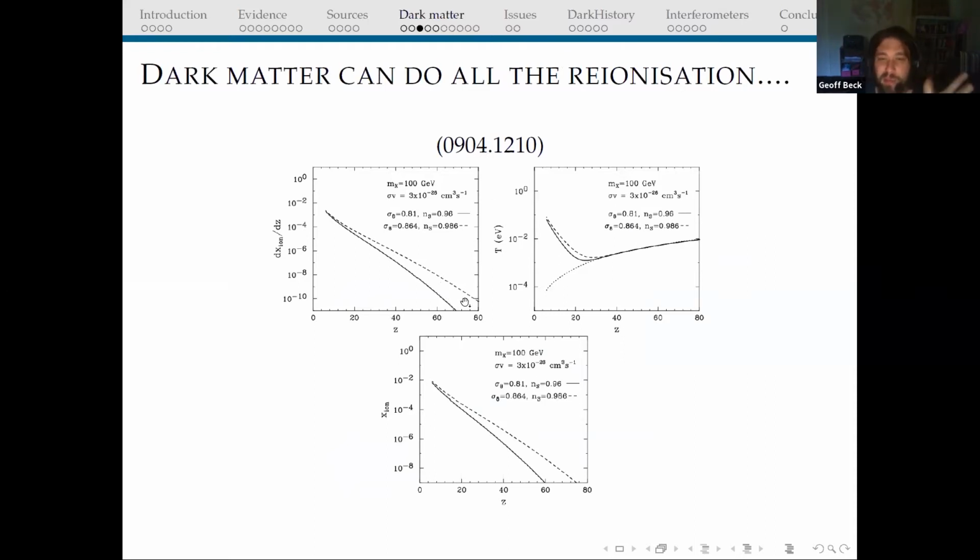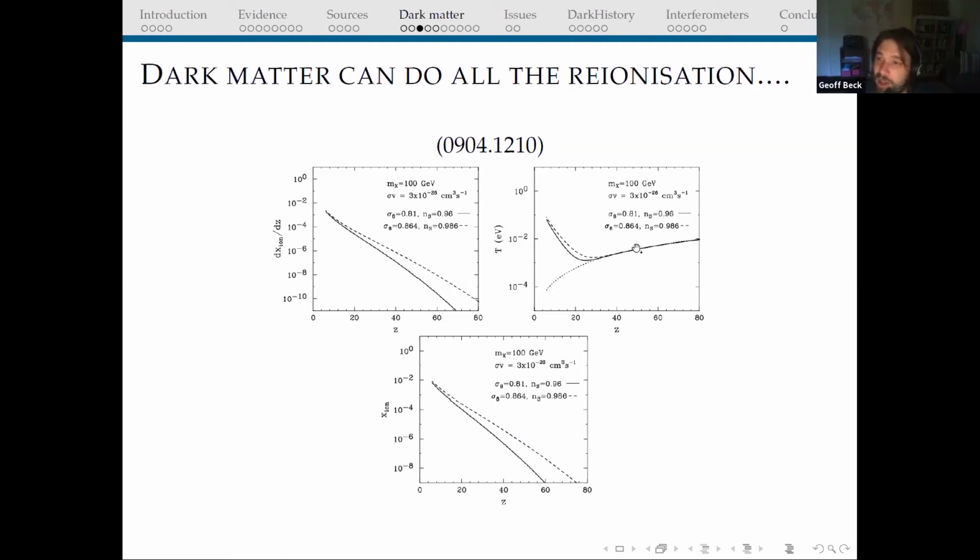And these graphs might mean absolutely nothing to you at first glance, but what they're used for in this paper, whose archive number I mentioned here, is to argue that dark matter alone is sufficient to perform all of the universe's reionization. You wouldn't actually need stars. You can do all of the heating, all of the reionization, just with dark matter annihilations alone.